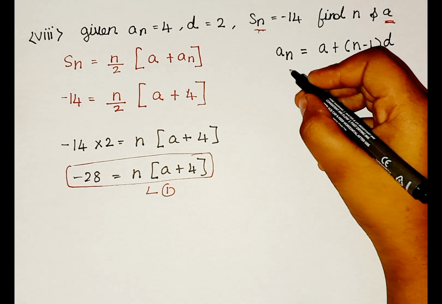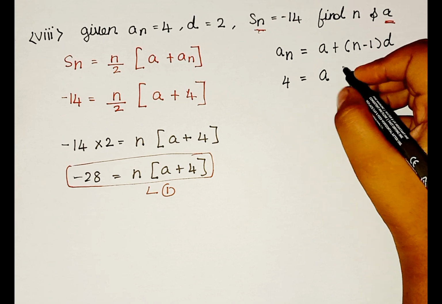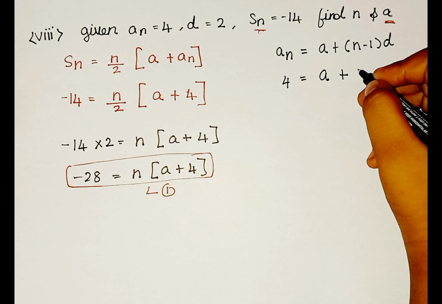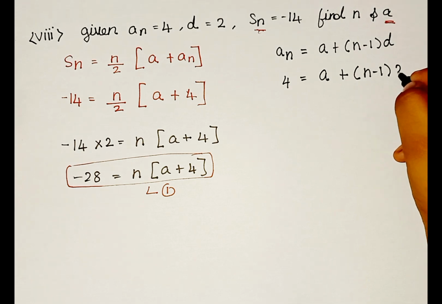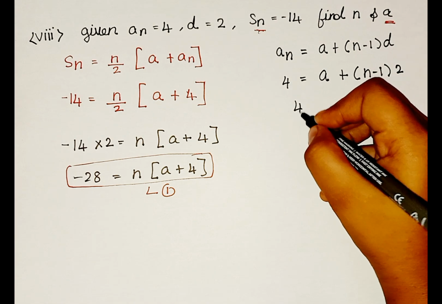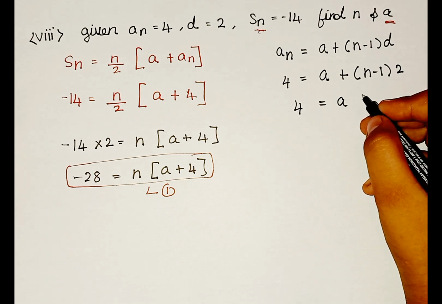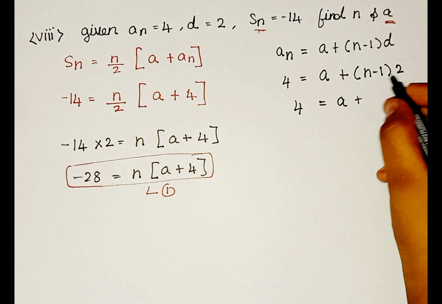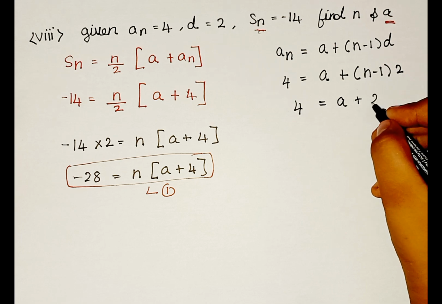Okay, alright. So here the an value, 4, is equal to a, a value we don't know, plus n, also we don't know, minus 1 as it is, times the d value, which we know, that is 2. Alright. So now we can write 4 as it is equal to a, and then here, when you just check it out, we have n minus 1 into 2.